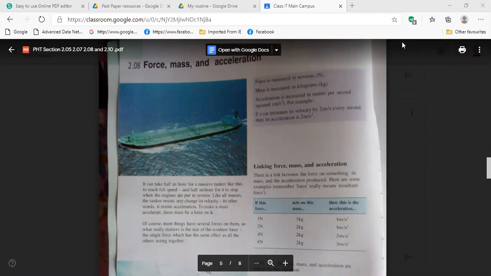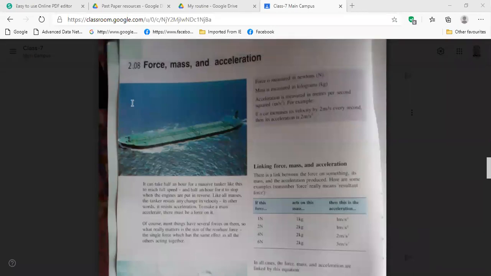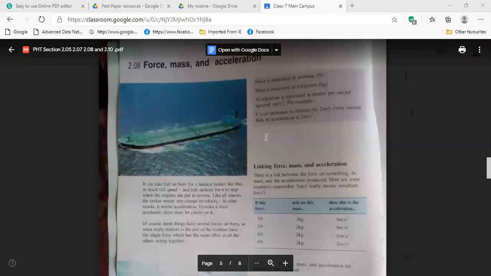Mass is the amount of substance present in an object, right? So you write the definition of mass. You already know about force. You already know about acceleration. Now we will write about mass. Please write it. I think those who were not present in the last class did not write this heading, right? So you write this heading 2.08 force, mass, and acceleration. Write today's date. Then write what I am writing.